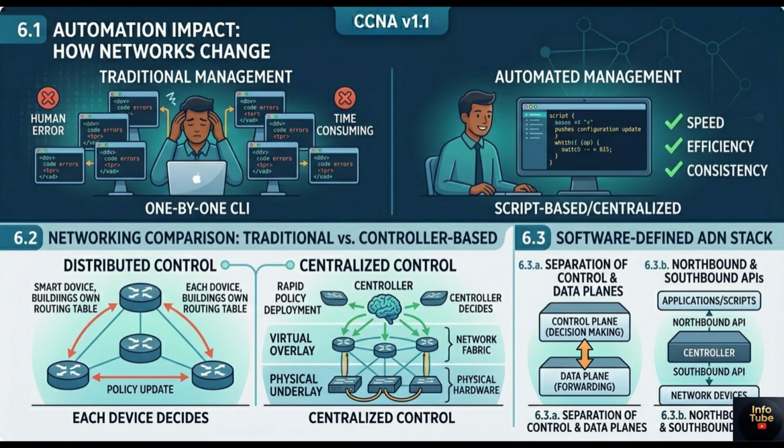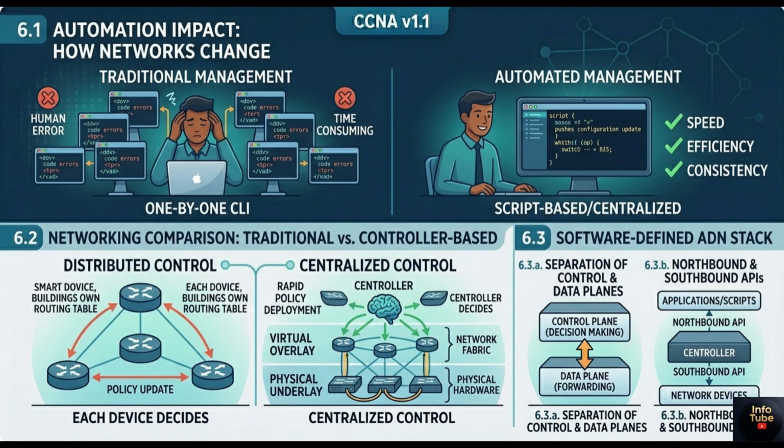Reduction in errors. Most network outages are caused by human typos. Automation ensures that configurations are consistent and tested before they are applied. Scaling. Automation allows a small team to manage thousands of devices. As a company grows, the workload does not have to increase at the same rate. Resource collection. Automation tools can quickly gather data and generate reports on network health, which would take hours to do manually.